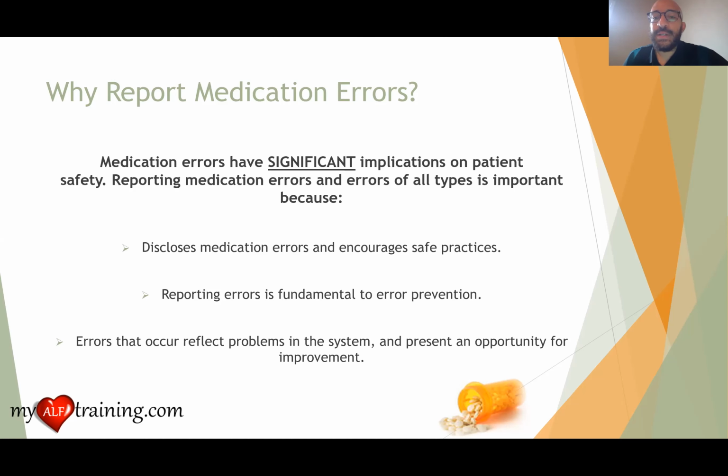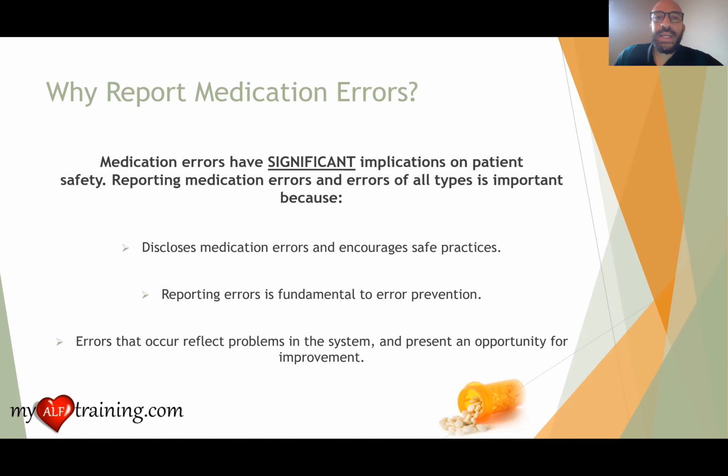Reporting errors is fundamental to error prevention. It's very important to understand that. And it's very important to talk to your managers about how they feel about error reporting and make sure that where you work, there is a safe process for you to report medication errors, or near misses, as some people call them. And a near miss is just a medication error.